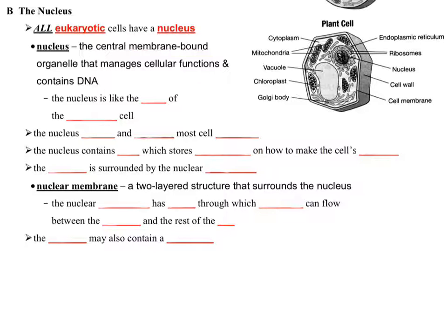So the nucleus is like the brain of the eukaryotic cell. The nucleus directs and controls most cell activities. And this is the way that it does this. Basically, it's really just a storage container for the DNA. The nucleus contains DNA, which we've talked about a little bit.